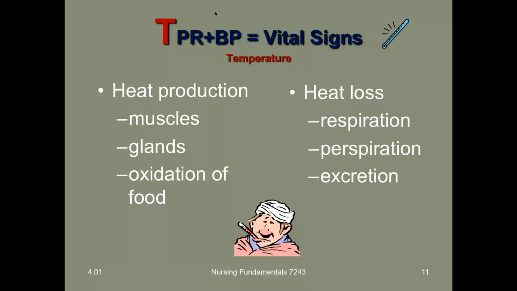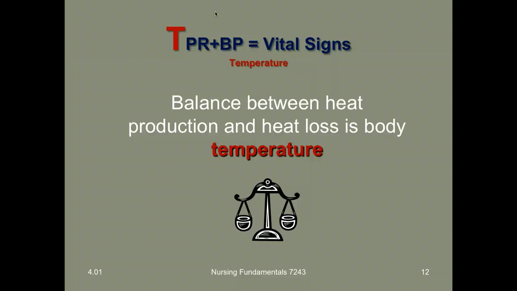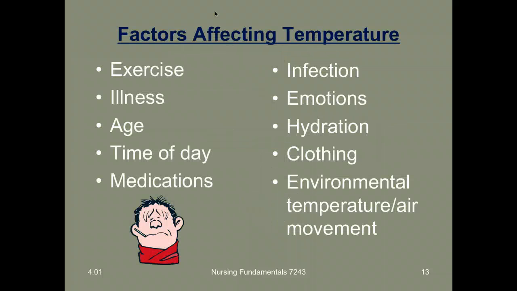So let's talk about temperature. We get temperature through heat production that can come from your muscles, your glands, or oxidation of your food. We get heat loss through respiration, perspiration, and excretion. The balance between heat production and heat loss is body temperature. Factors that affect your temperature include exercise, illness, age, time of day, medications, infection, emotions, hydration, clothing, environmental temperature, and air movement.